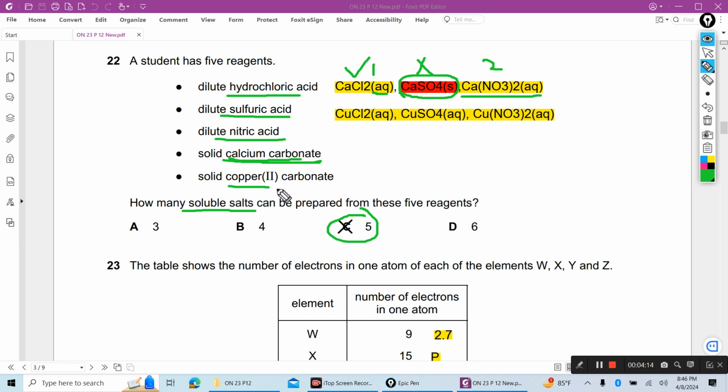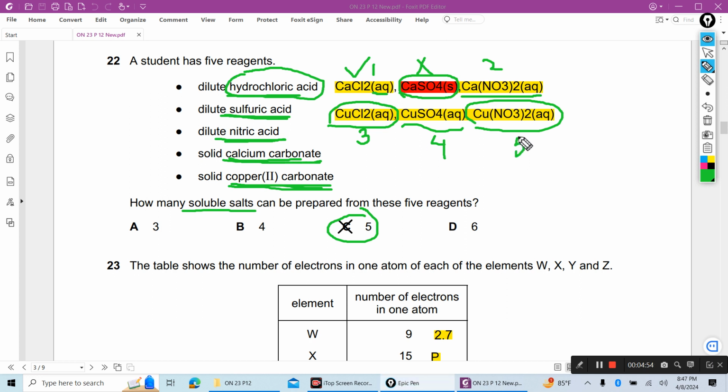Now solid copper 2 carbonate. Copper 2 carbonate reacts with hydrochloric acid. Copper 2 chloride, a soluble salt, is formed. This is salt number 3. Then copper 2 carbonate reacts with sulfuric acid to produce copper sulfate. This is an aqueous, soluble salt, salt number 4. Then copper 2 carbonate reacts with nitric acid. Copper 2 nitrate, a soluble salt, is formed, salt number 5.